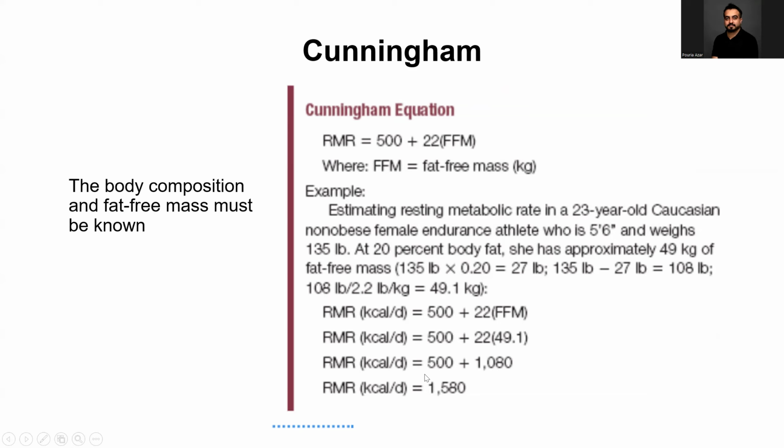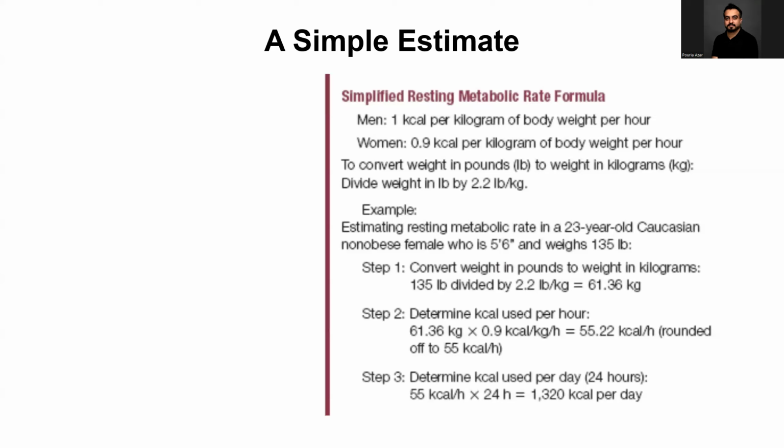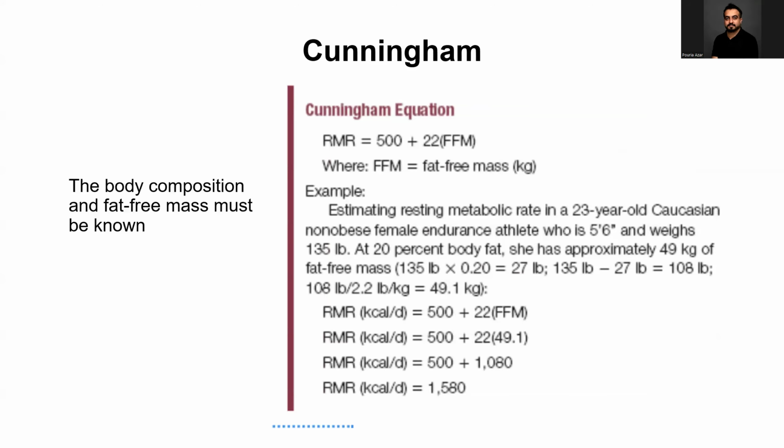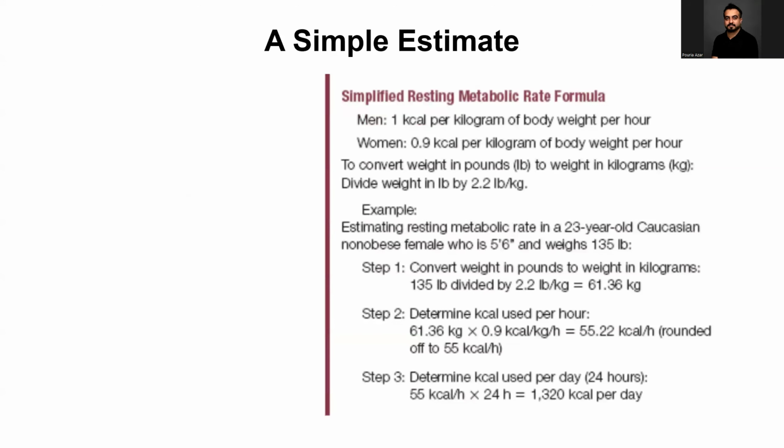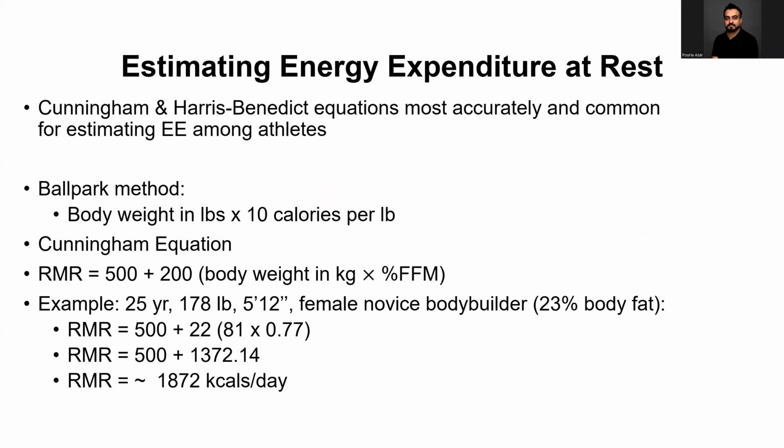It's more than 200 kilocalorie difference between the Cunningham equation and the simplified equation. So I urge you to use Cunningham if we have the body composition information and data of participants. Otherwise, we can use Harris-Benedict, and I will show you the formula for that one too.